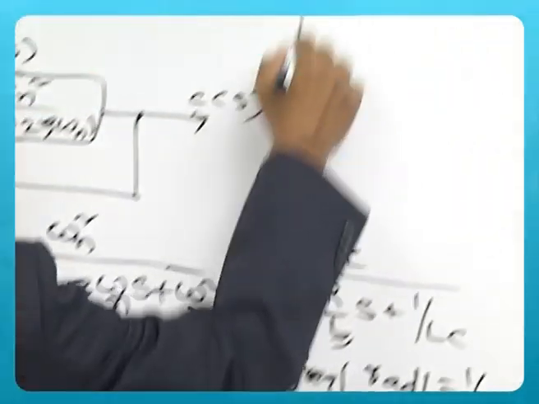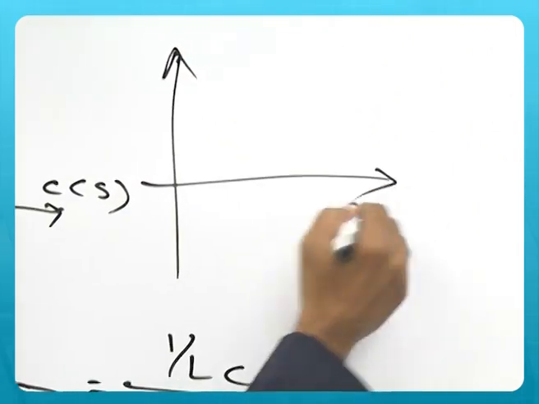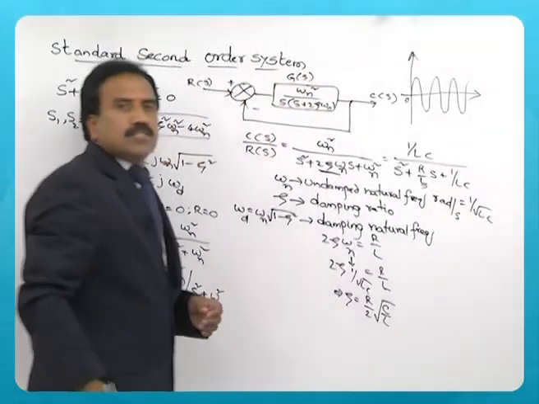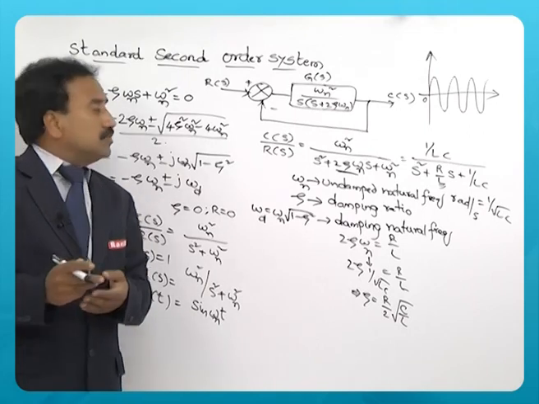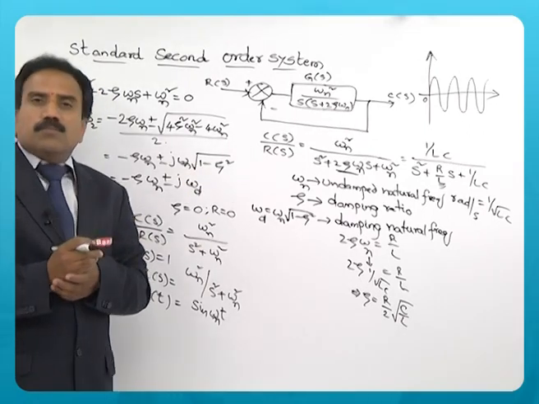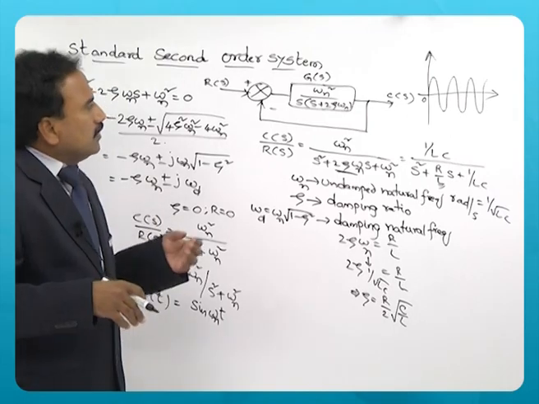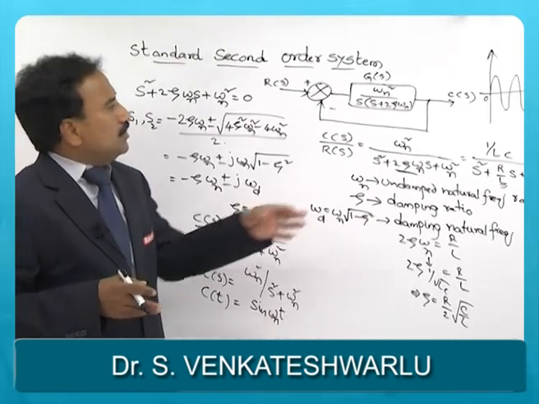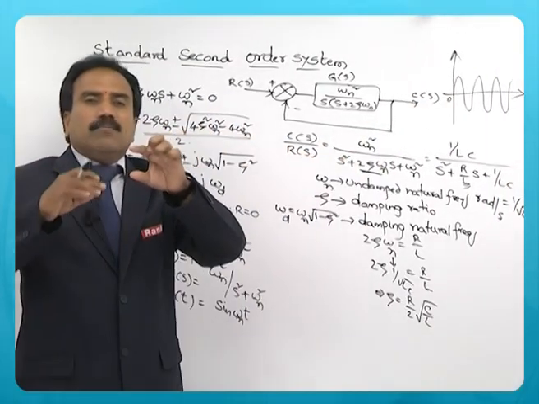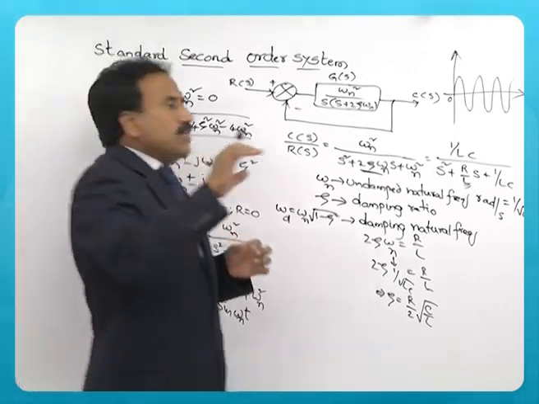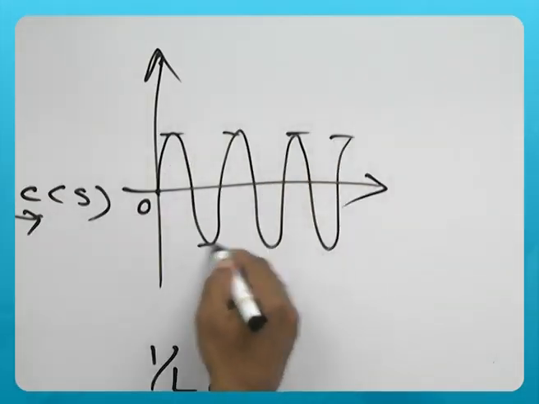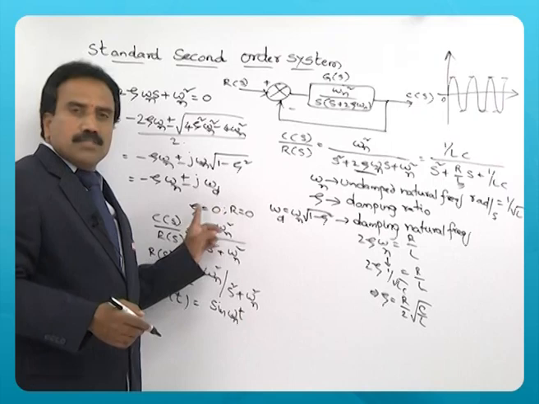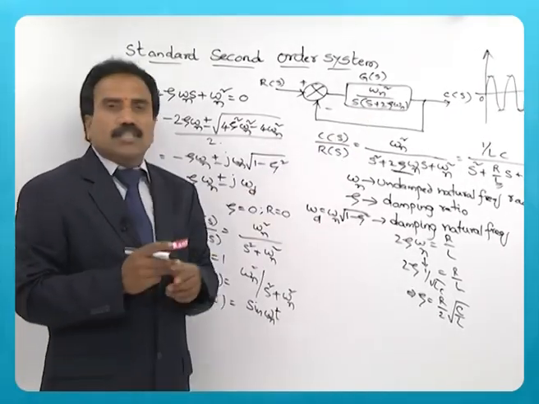Means the response to the impulse input is this, and this is undesirable. Undesirable means the impulse response must decay as time approaches infinity, and then we say it is a stable system. Here the oscillations are sustained, the magnitude is not changing but has constant magnitude. So the impulse response with R equal to 0, that means zeta equal to 0, has sustained oscillations.